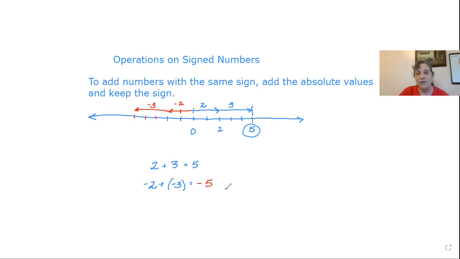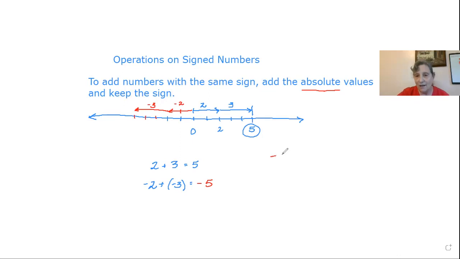Anytime you add 2 numbers that have the same sign, the absolute value refers to the number part. So the absolute value of 2 is 2, and the absolute value of -2 is 2. So the absolute value is just the number part. So you add the number parts and you keep that sign.